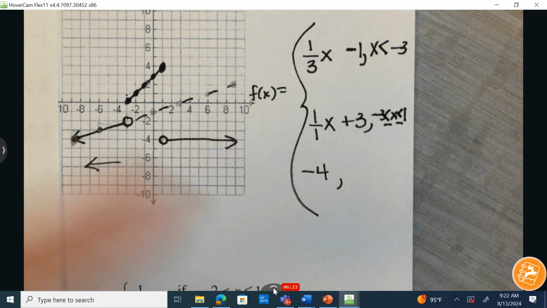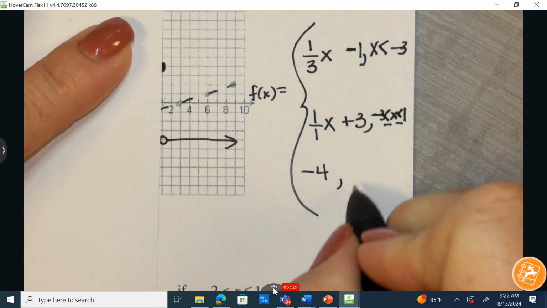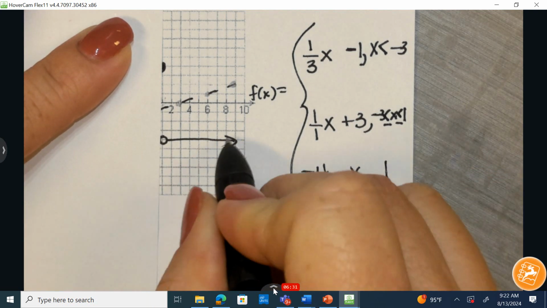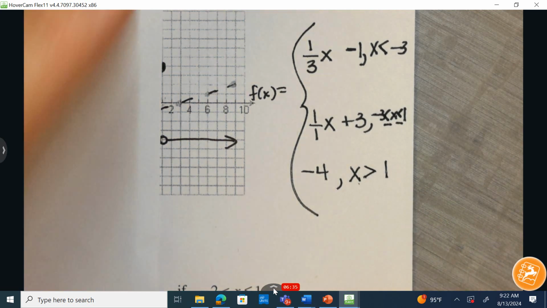And the last piece of this looks like this. It is going to the right. It's going to the right of positive 1. So x and 1, think of this as an arrow, this inequality symbol. It's an open circle. I leave it as is.